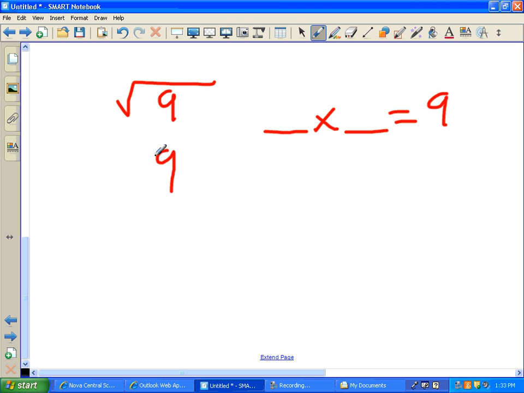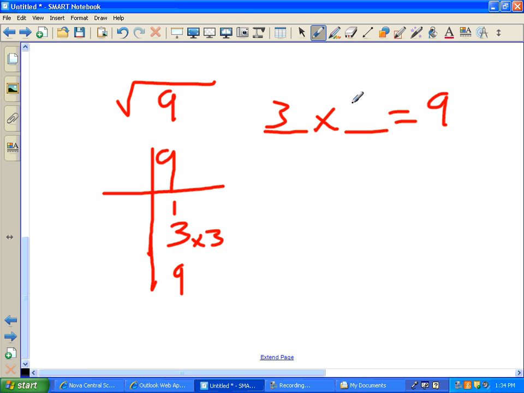So I'll write down the factors of 9, and we know 1 times 9. And then 2 doesn't work. 3 times 3 works, and then that's the only one that works for 9. So are there two identical ones that multiply together? Sure. 3 times 3 will give you 9. So the answer for the square root of 9 is 3.